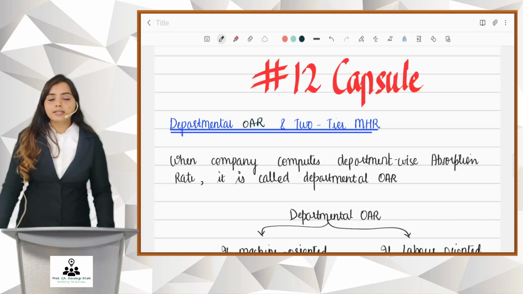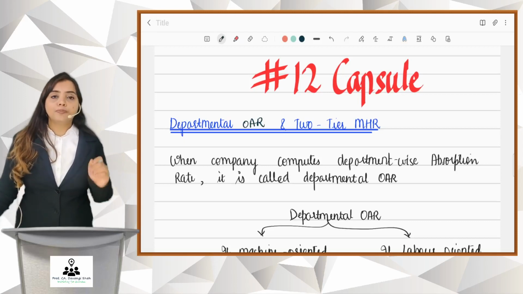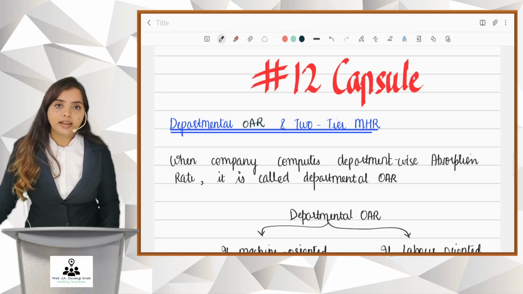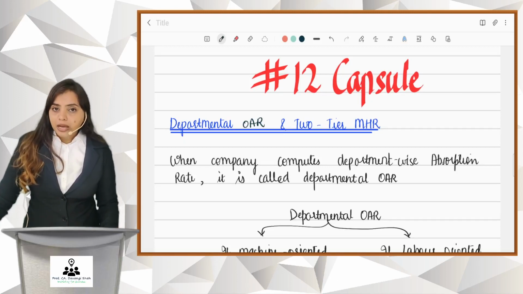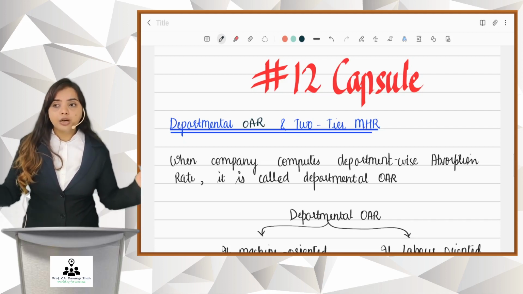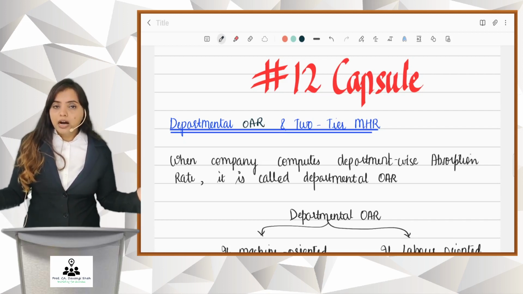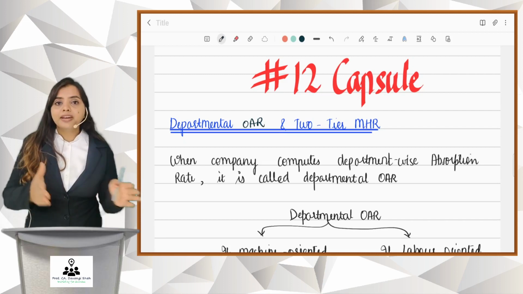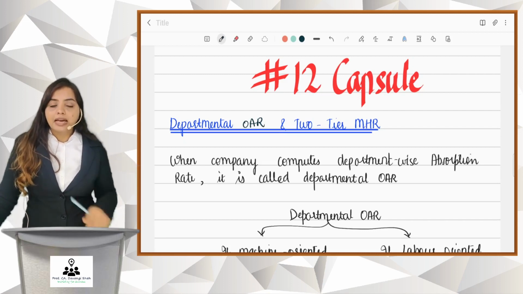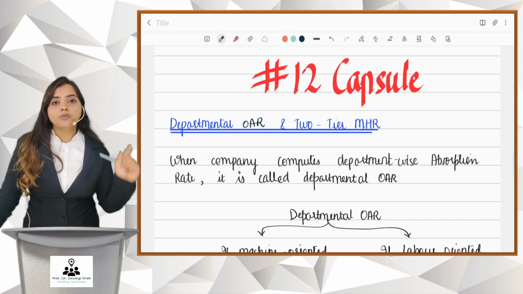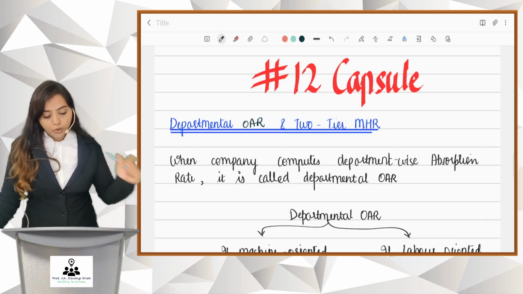Now, friends, let's understand this capsule number 12, that is departmental OAR and two-tier MHR. Friends, we studied 6 types of absorption. A company can calculate one absorption rate for the company as a whole. A company can also calculate department-wise absorption rate, one absorption rate for every department. And that is called departmental overheads absorption rate, departmental OAR.